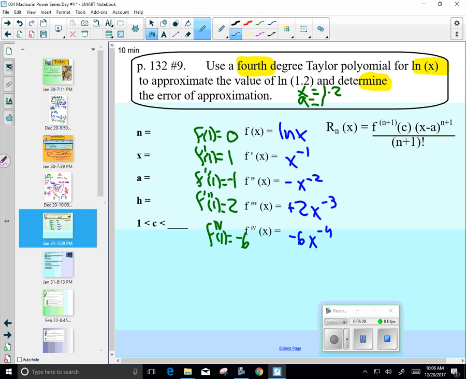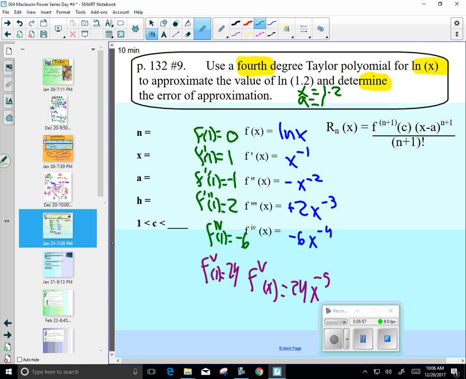And let's try one more. Let's try f of 5. What will that derivative be? 24x to the negative 5th. Good. So f of 5 of 1 is just going to be what? 24. Very good. Okay. So when we're building this, we're going to build this Taylor series.